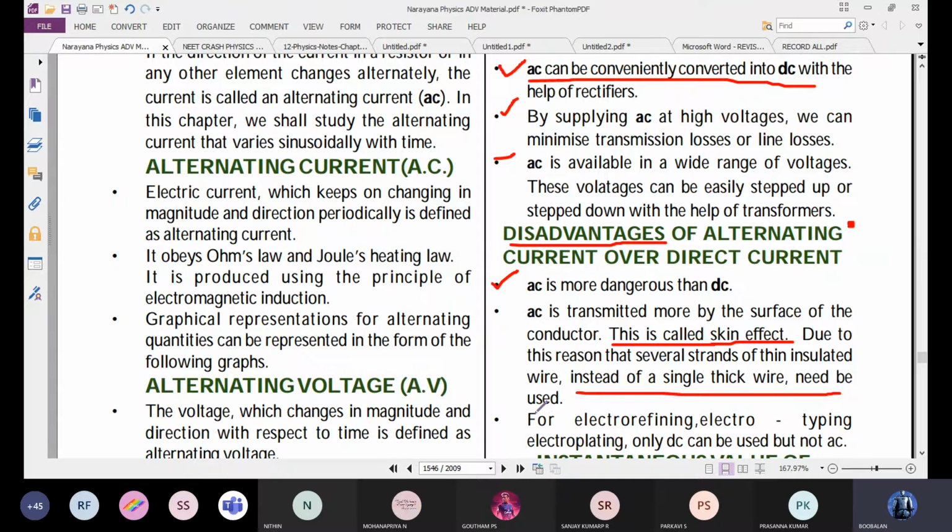One more question, what is skin effect? AC is transmitted more by the surface of the conductor. So this is called skin effect. Last time in the exam, which was board based, theoretical based only, I asked this question, what is skin effect? You think they wrote it in physics? No, they wrote it in biology. Skin effect. So what problem is coming? They wrote skin oriented problems, everything.